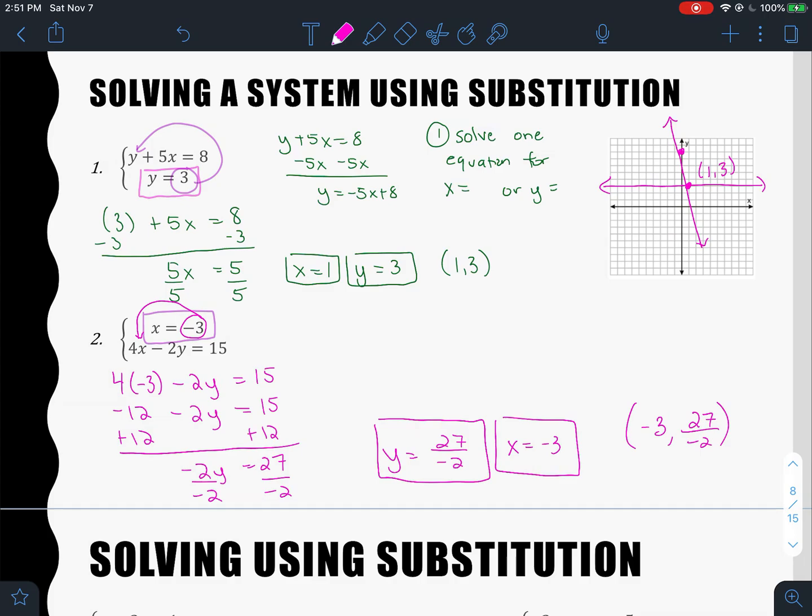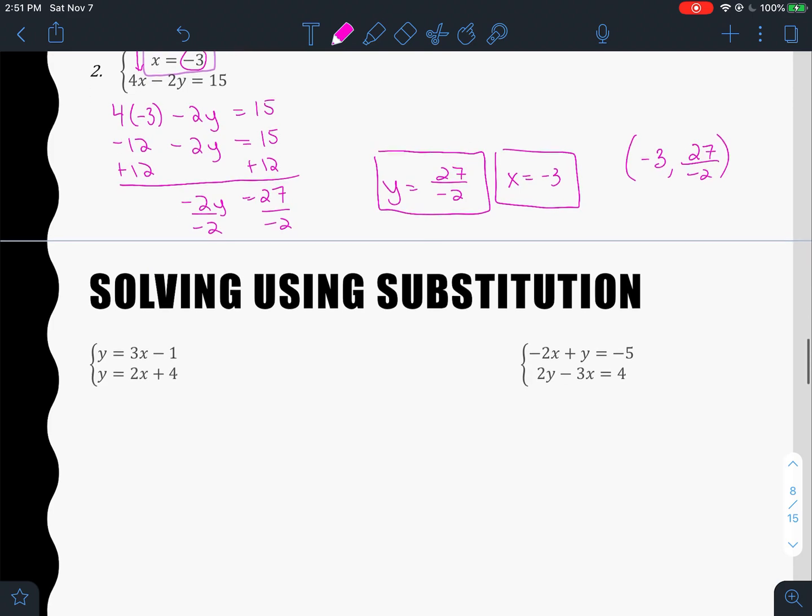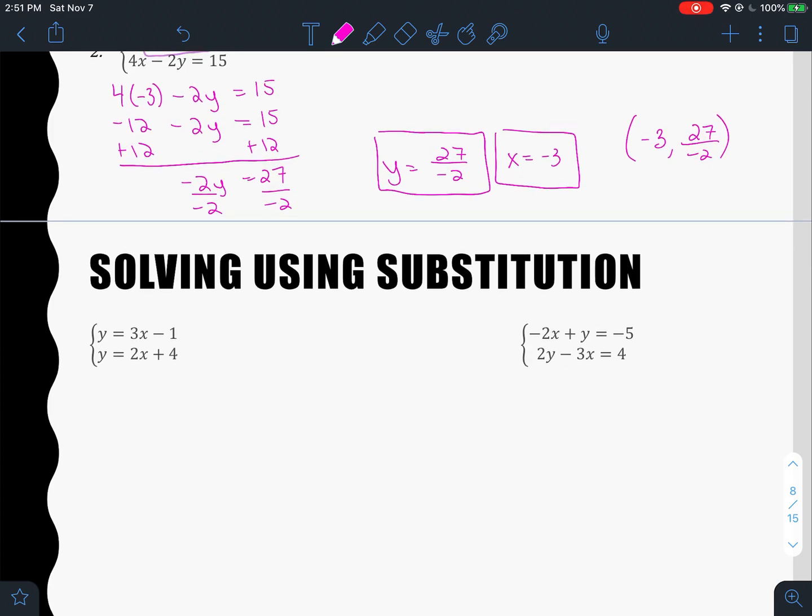And you can always check your work by plugging back in. So again, to solve a system using substitution, you need to solve for either x or y in one equation. And then you get to substitute that expression or number into the other equation.